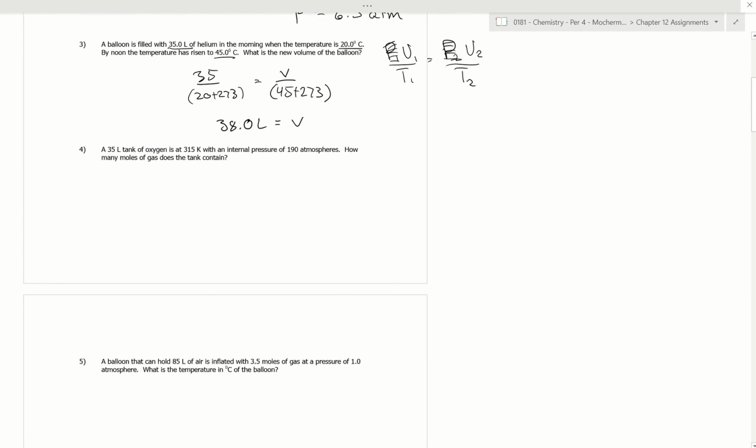Number 4 says a 35-liter tank is at 315 Kelvin with an internal pressure of 190 atmospheres. How many moles? So it's just one of everything, so that's PV equals nRT. So the pressure is 190 times my volume, which is 35, equals n times 0.0821 times my temperature, 315. And then we just solve through. That one was real easy. Okay, so that guy comes out at the number of moles is 257 moles.